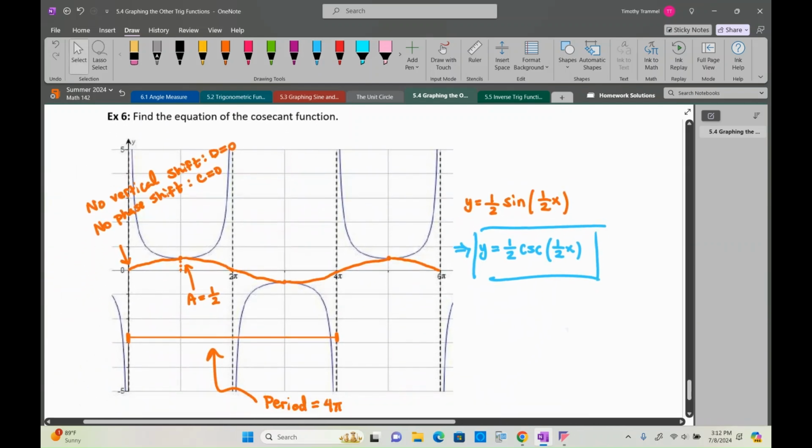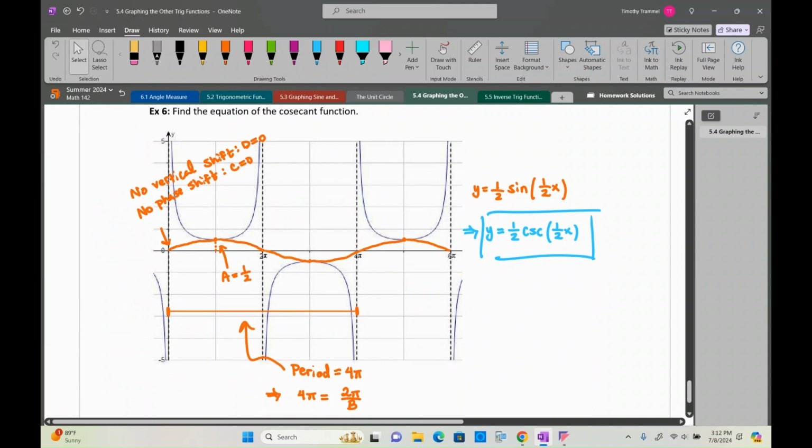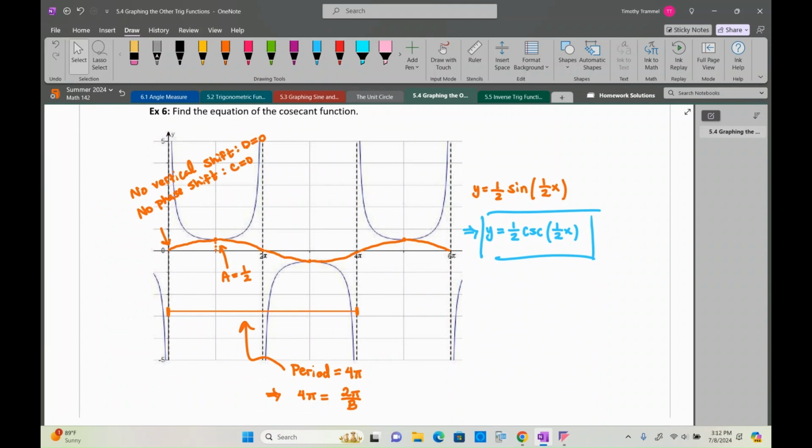And so basically what we're seeing here is if you know how to work with sine and cosine, you'll be able to easily graph secant and cosecant. All right, and that wraps up section 5.4.